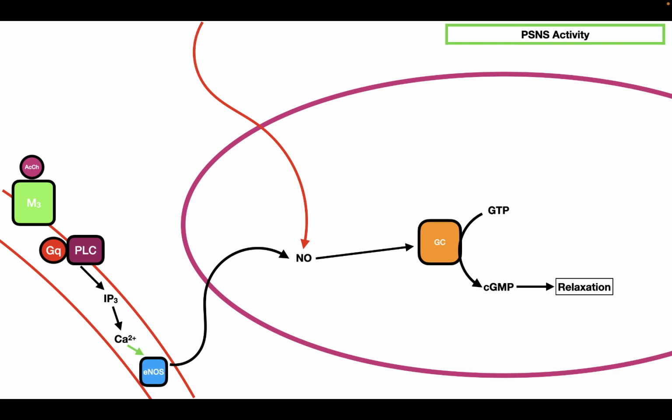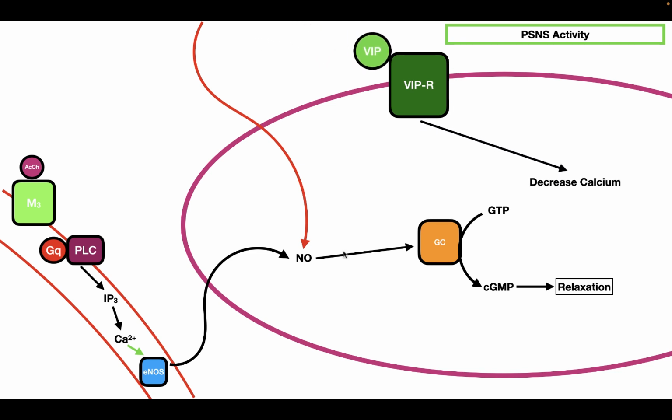Now, another important neurotransmitter that is released from the postganglionic neurons of the parasympathetic nervous system is going to be VIP. VIP will interact with the VIP receptor, and the VIP receptor will lead to a decrease in calcium, and the decrease in calcium will lead to relaxation. So in this video, we talked about how the sympathetic nervous system and parasympathetic nervous system affected the smooth muscle cells, and I hope this helped you understand these processes.